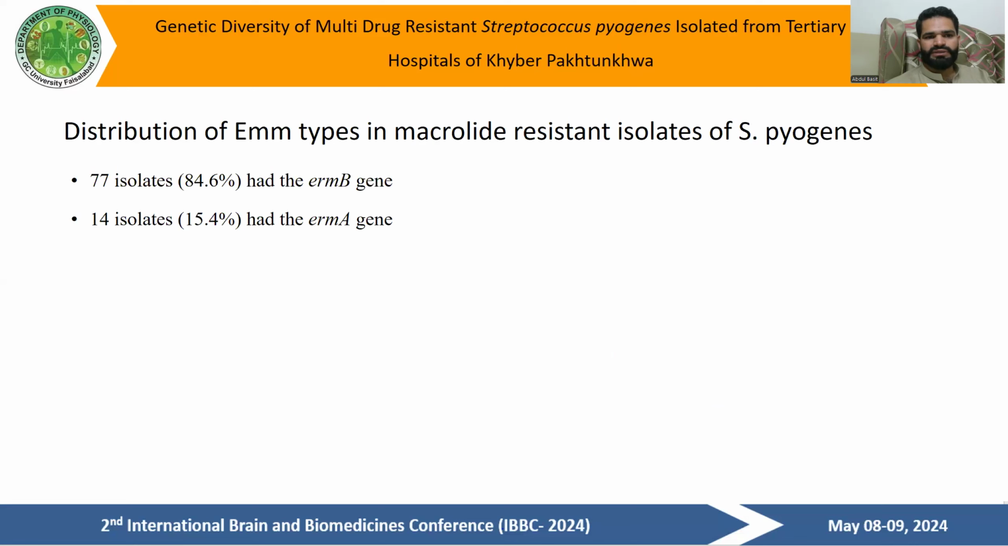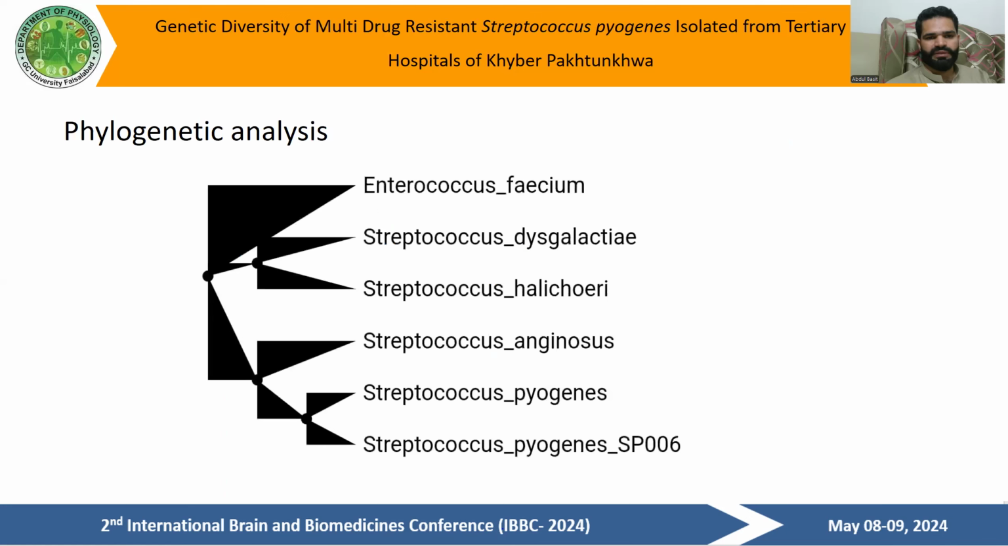Of the macrolide resistant isolates, 72 isolates, 84.6%, had the ARMB gene, and 14 isolates, 15.4%, had the ARMA gene.